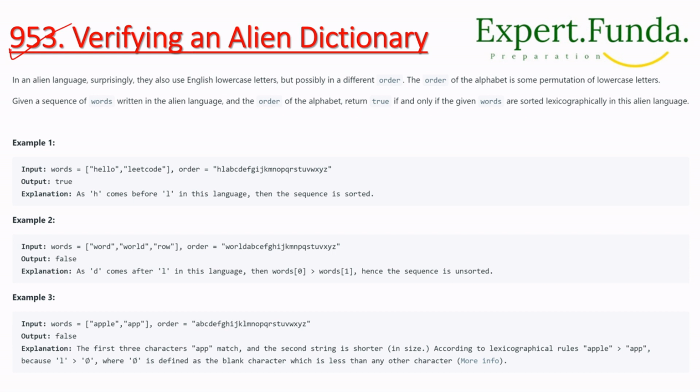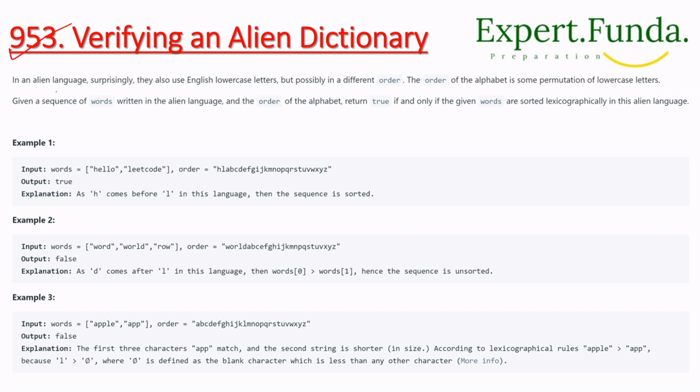What we have to do? We have to verify an alien dictionary, and this question has been asked in many interviews of top companies like Microsoft, Apple, Amazon, and many other companies, right? So this is a common question asked in all the product-based companies, you can say. So let's read this question.